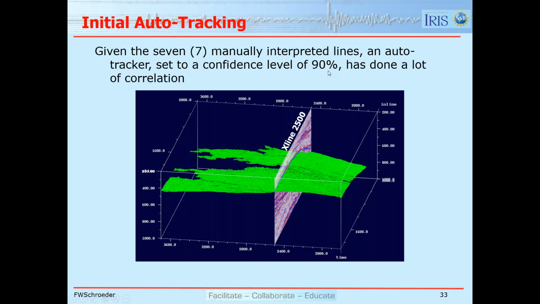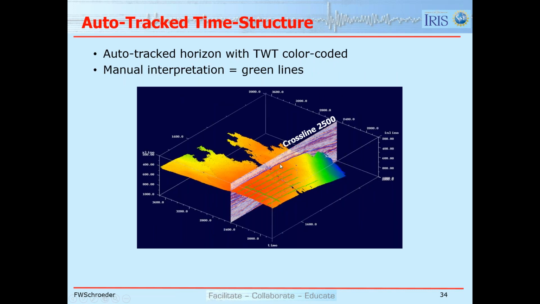I can look at this interpreted horizon, the green horizon, but I can color code it based on two-way travel time. I've turned the image a little bit. The hotter colors, the reds and oranges, are shallower. The yellow to green to blue are deeper. And so I can look at this and look at other lines to see how well the auto-tracked horizon has done.